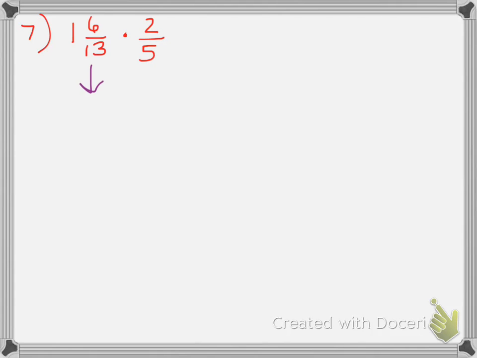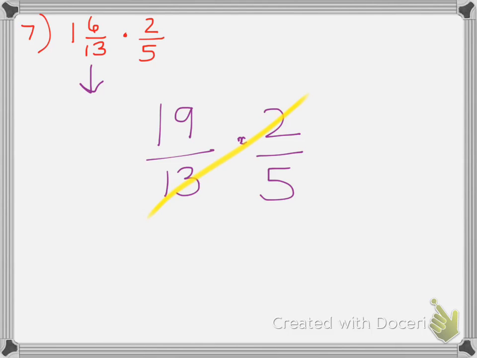Alright, so first thing, you want to turn this into an improper fraction, which we've gotten 19/13. This is already a fraction. Let's see. I'm looking to cross-simplify, but there's no common factor of 19 and 5, and there's no common factor of 13 and 2, so I just have to go for it.